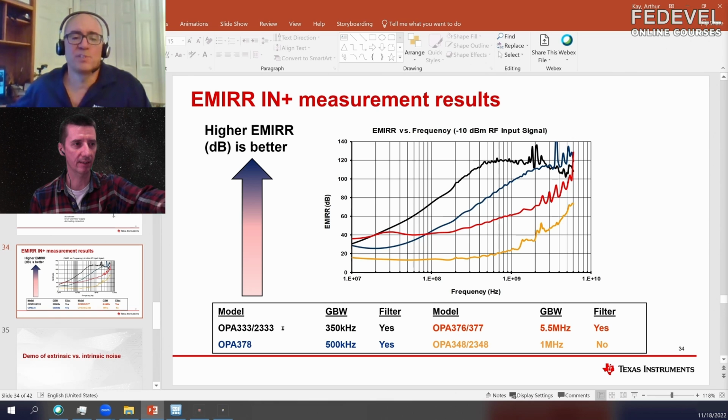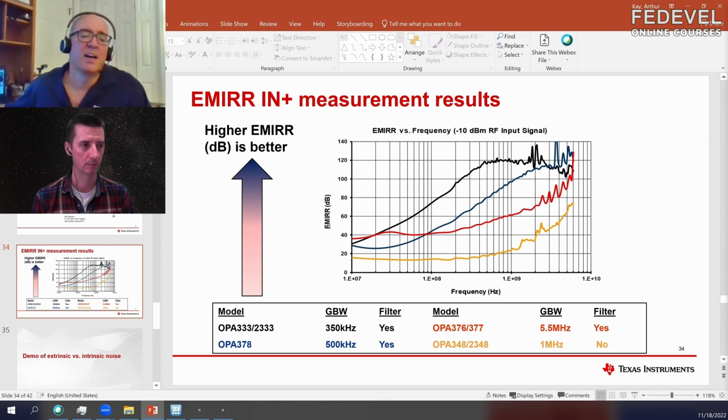And of course, higher is better? Yeah, higher is better. So this is very much like the SNR. It's 20 times the log of the output signal divided by the input, and so this is a very high rejection ratio, and then this is not so good. So this device that has the lowest bandwidth of them all has the best rejection.